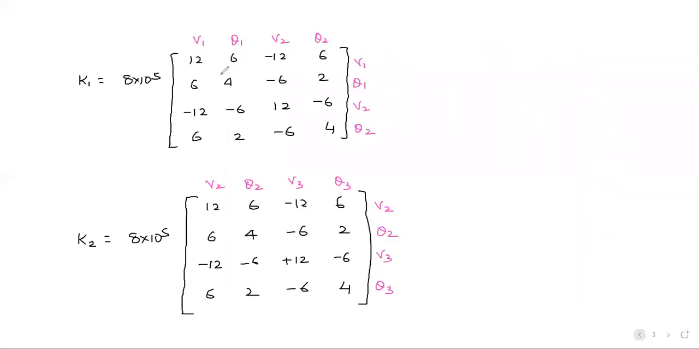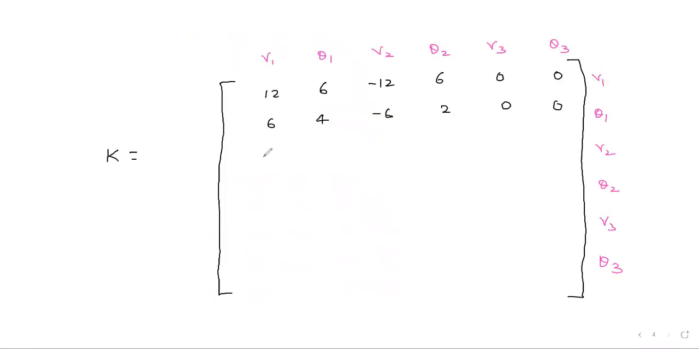So how will we get V1 V2? V1 here, V2 here, right? So that is minus 12. So we'll write here minus 12. Similarly, this will be minus 6. Similarly, we will see that K1 matrix and K2 matrix.